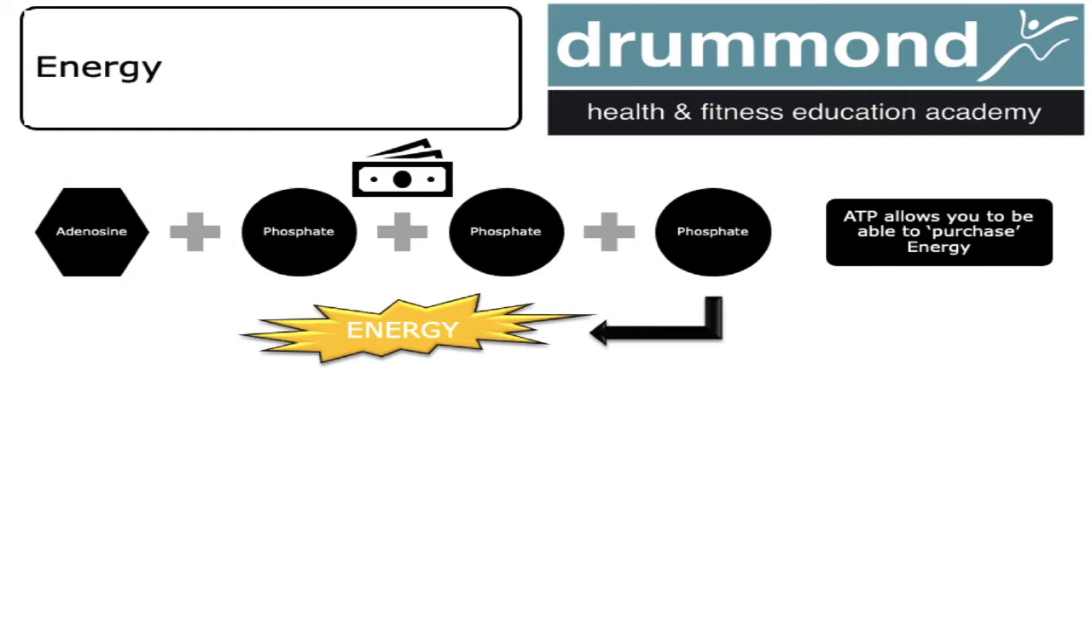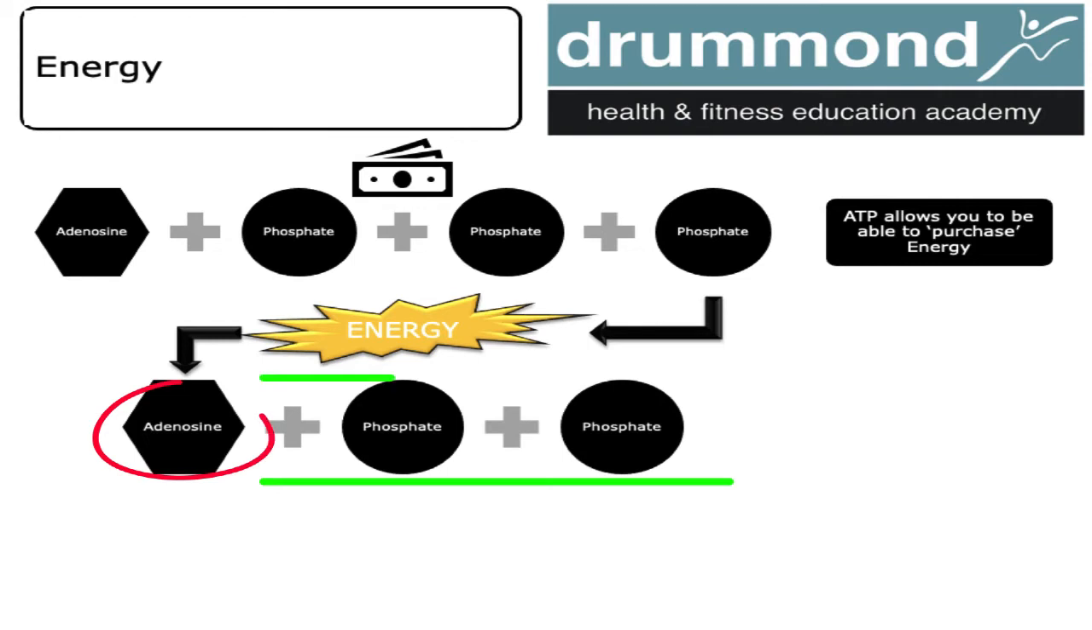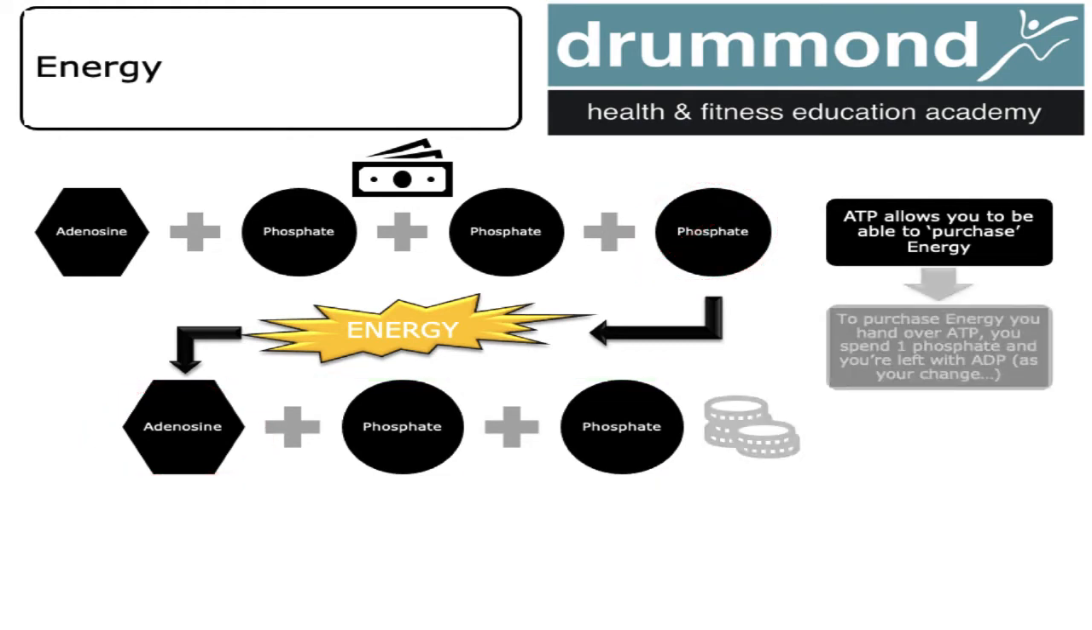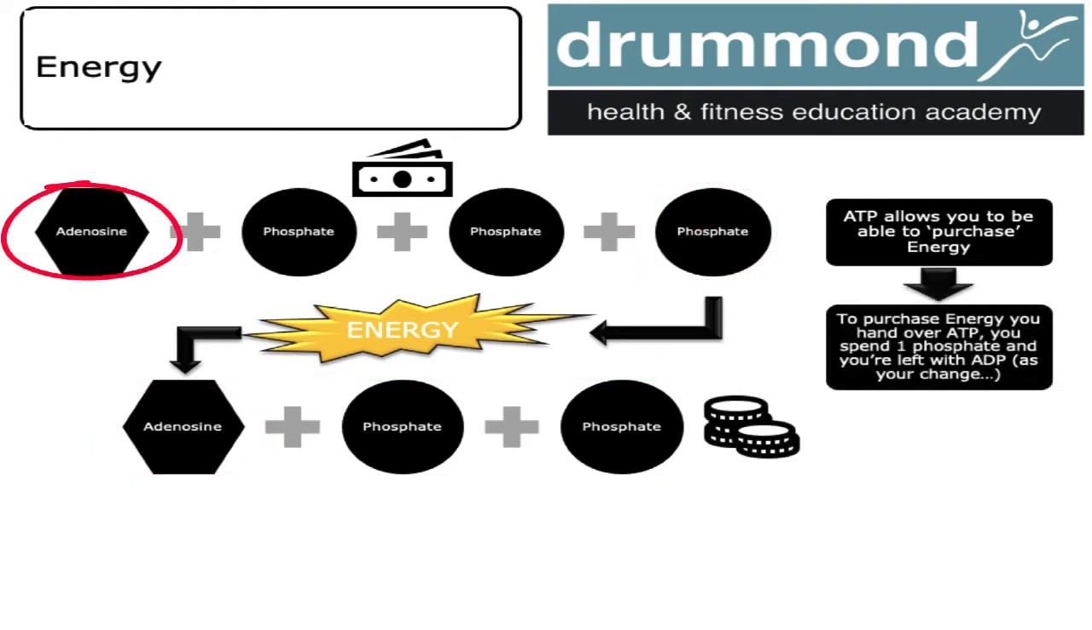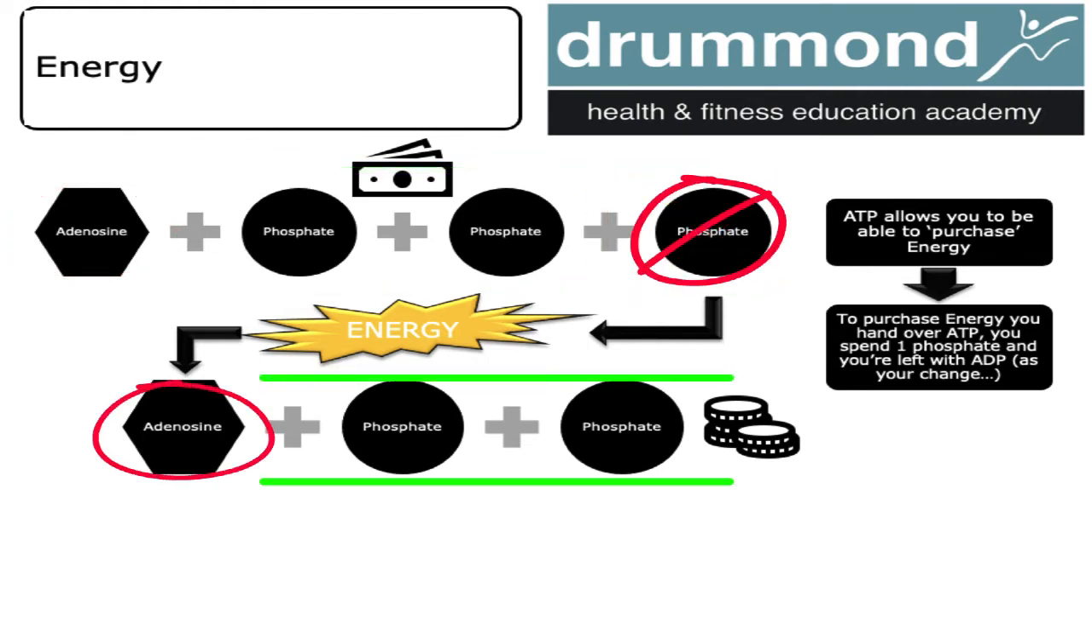So once you've purchased energy, you're then left with what would be your change from your purchase. And this is known as ADP, adenosine diphosphate. As you can see, you've lost one of your 3 phosphates from ATP, and you now have the change left over from your purchase of energy, which is known as ADP, adenosine diphosphate. So to purchase energy, you hand over your ATP, you spend and break one of your phosphates off, and you're left with ADP as your change.